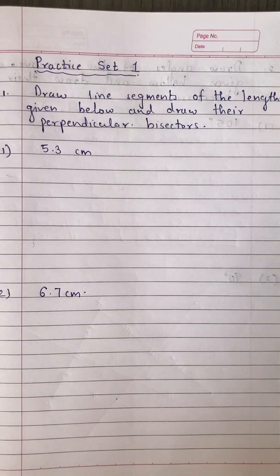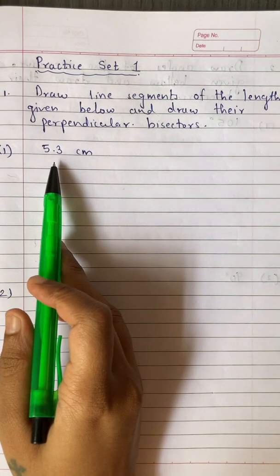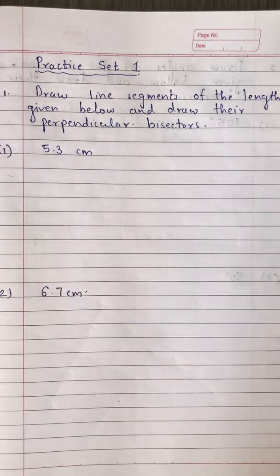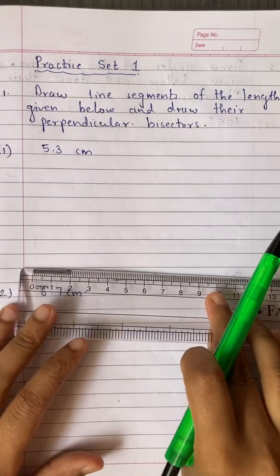So practice set 1. First question is, draw line segments of the lengths given below and draw their perpendicular bisectors. So first we have to draw the lengths using scale. What is the length which is given? First question, sub question, it is 5.3 centimeter. So by using scale, first draw 5.3 centimeter length.